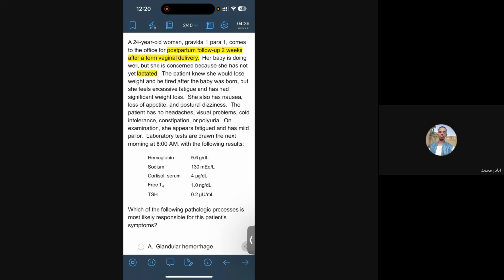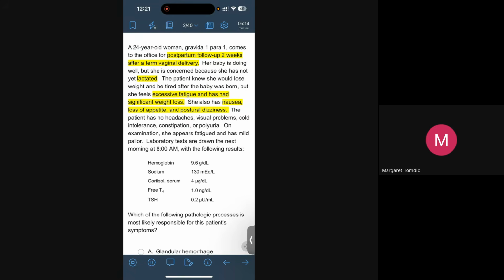Which hormone is involved in lactation? Prolactin. Because she is not lactating, that means prolactin is less. The patient knew she would lose weight and be tired after the baby, but she has excessive fatigue and significant weight loss, nausea, loss of appetite, and postural dizziness. She appears fatigued and has mild pallor.